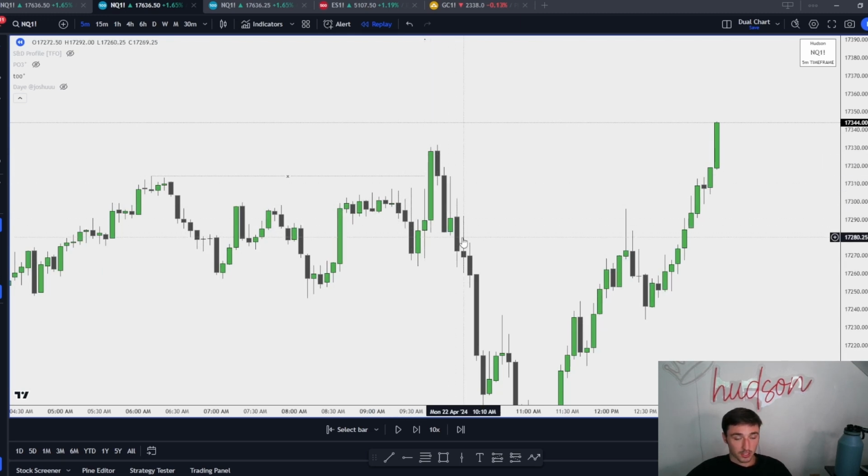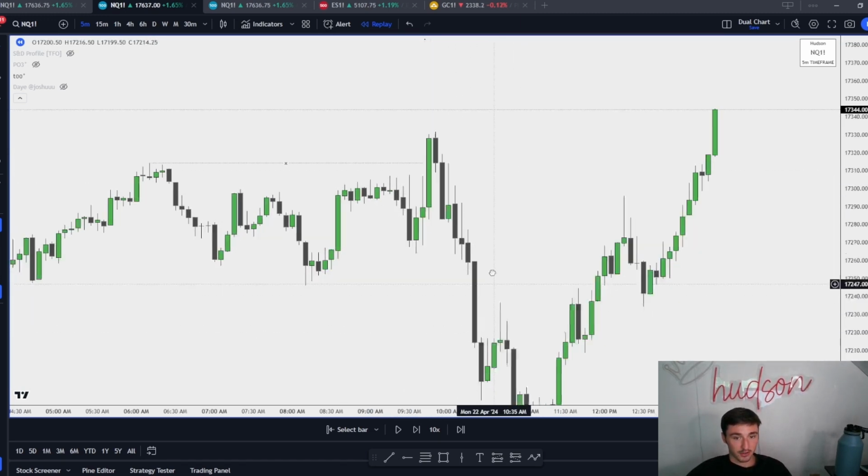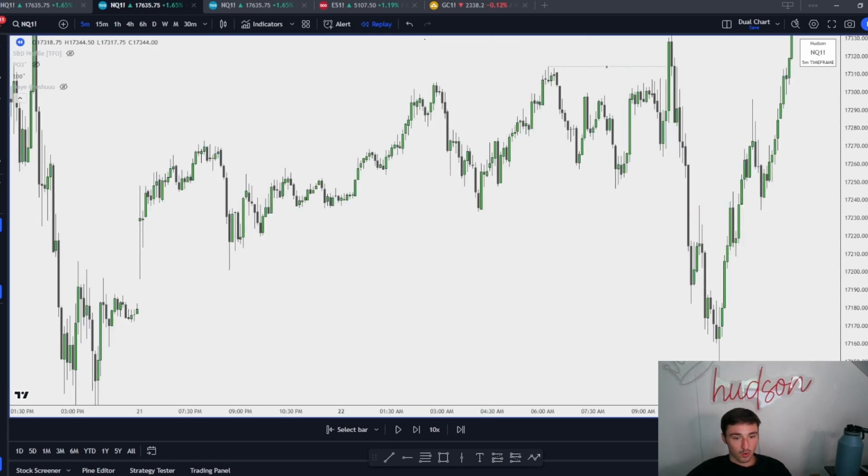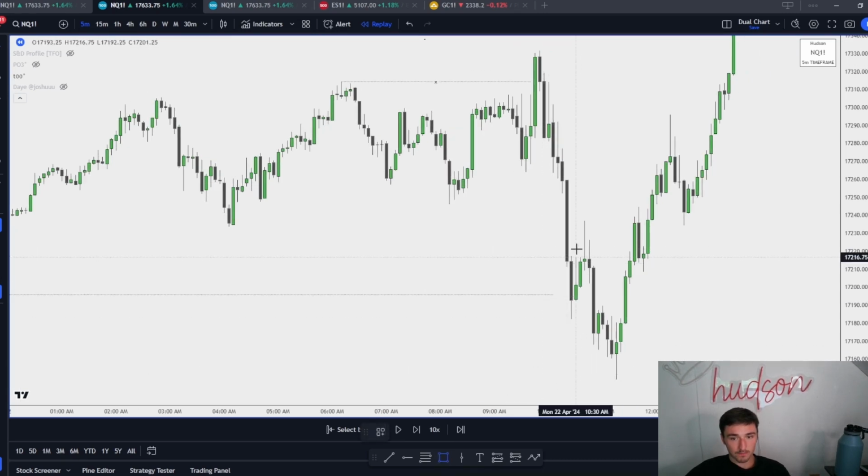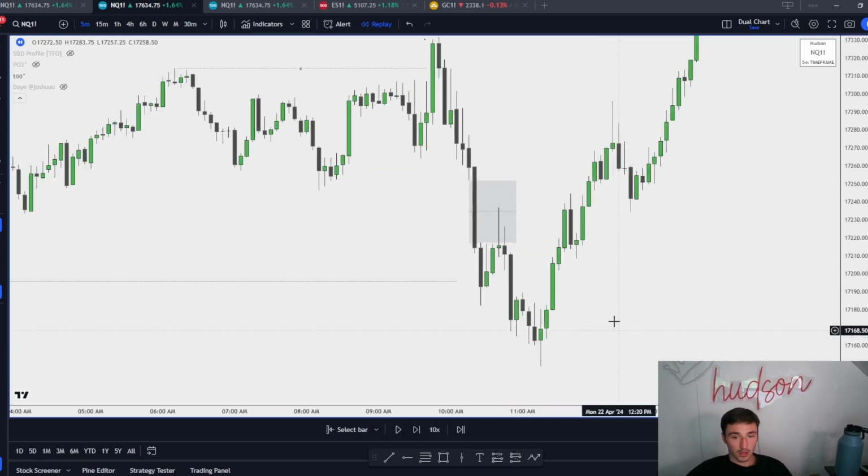Then you can see we slowly come lower, and then boom, we get this displacement right here. This is confirmation saying that we're coming down to these lows down here. So now structure has flipped bearish for the time being. So right here, this gap should distribute us lower.